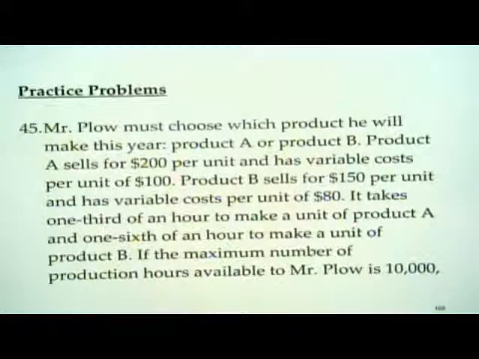Mr. Plow must choose which product he will make this year, product A or product B. Product A sells for $200 per unit and has a variable cost of $100 per unit. Product B sells for $150 and has a variable cost of $80.